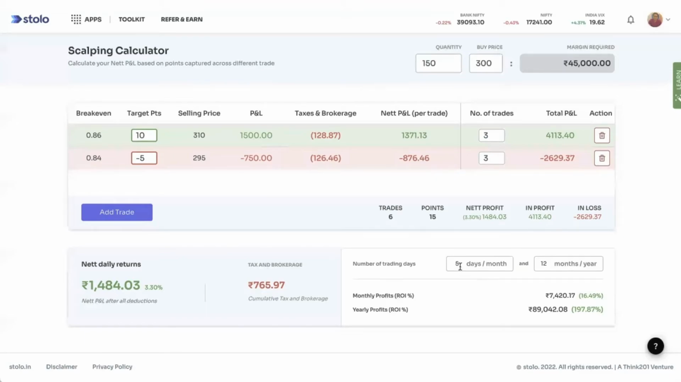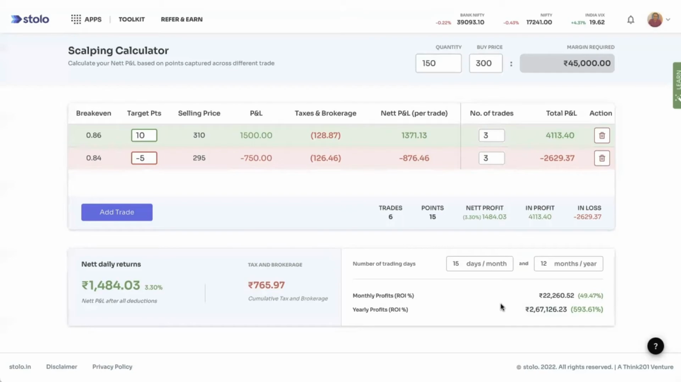Now here also we have given something which is very easy to calculate and very convenient: you can also plan your monthly earnings from this. Let's say you are somebody who is able to trade 15 days a month and 12 months a year. Then you can look at what is the return that you are getting on a monthly basis, which is 22,260, and then on a yearly basis you are able to generate 2,67,126.